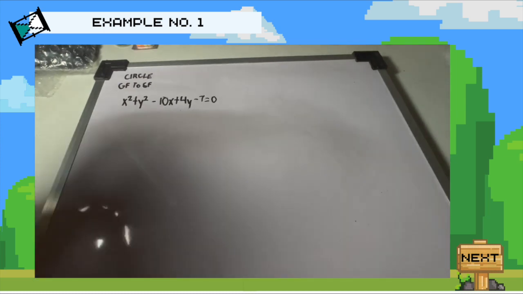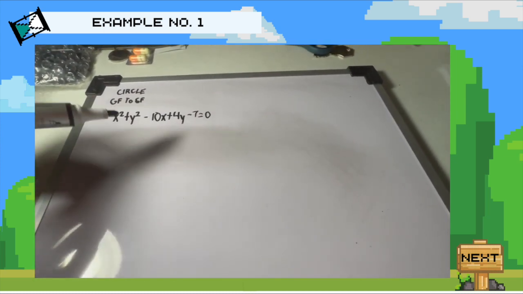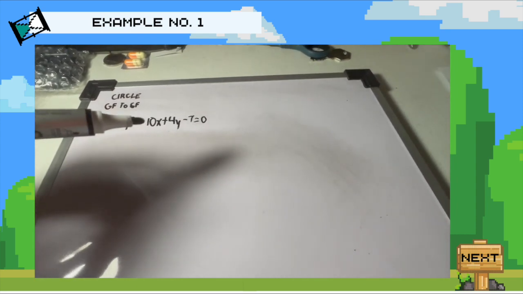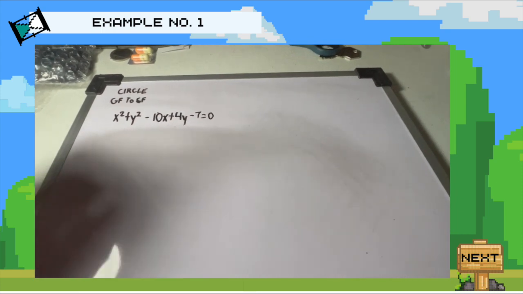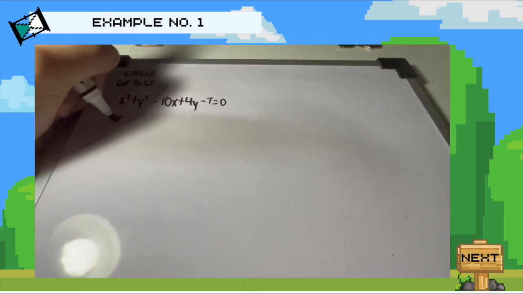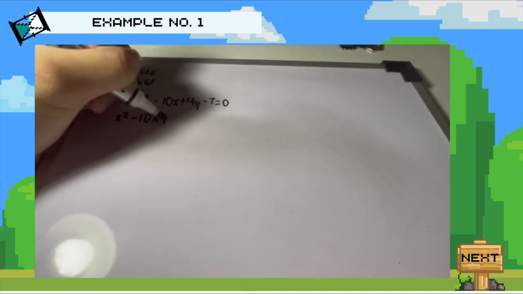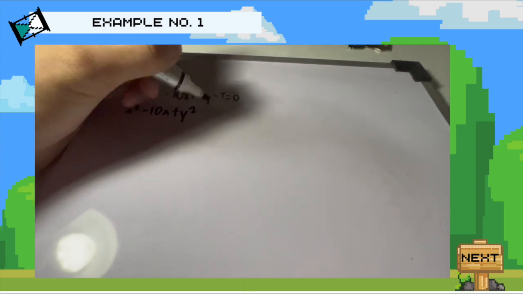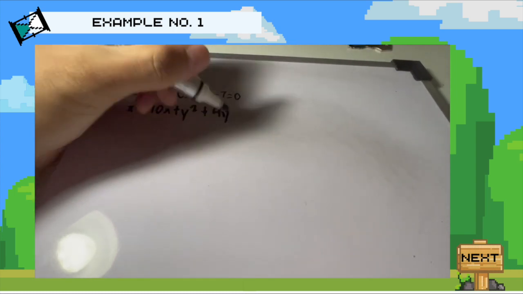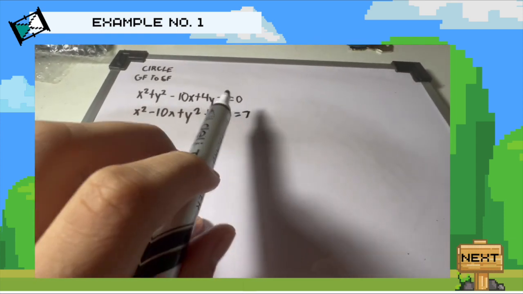So we have here the given general form, which is x squared plus y squared minus 10x plus 4y minus 7 is equal to 0. So the first step we need to do is rearrange the given. So it will be x squared minus 10x plus y squared plus 4y is equal to 7. Kaya siya naging 7 kasi nagtranspose tayo.